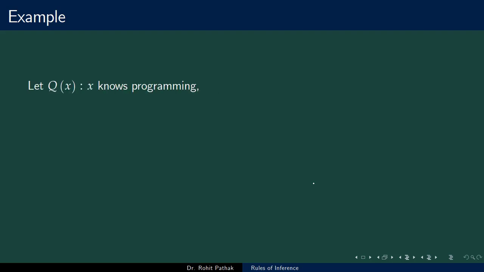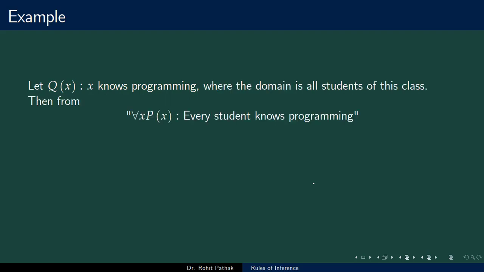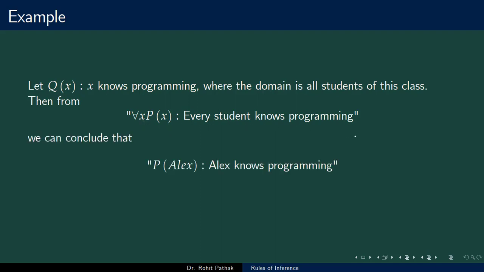Similarly, in the second example, let Q(x) be "x knows programming", where the domain is all students of this class. Then from ∀x P(x), every student knows programming. What is the meaning of ∀x P(x)? Every student knows programming. We can conclude that P(Lx), Lx knows programming. Lx is a particular student of this class, so you can take any student in place of Lx, and that will be true.